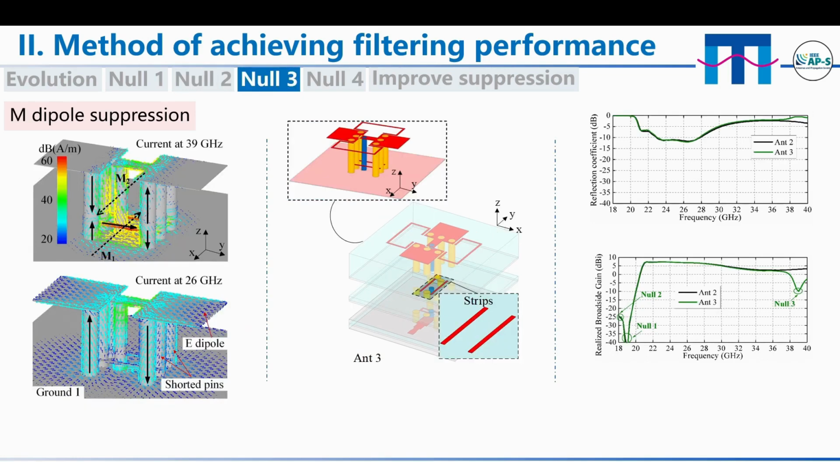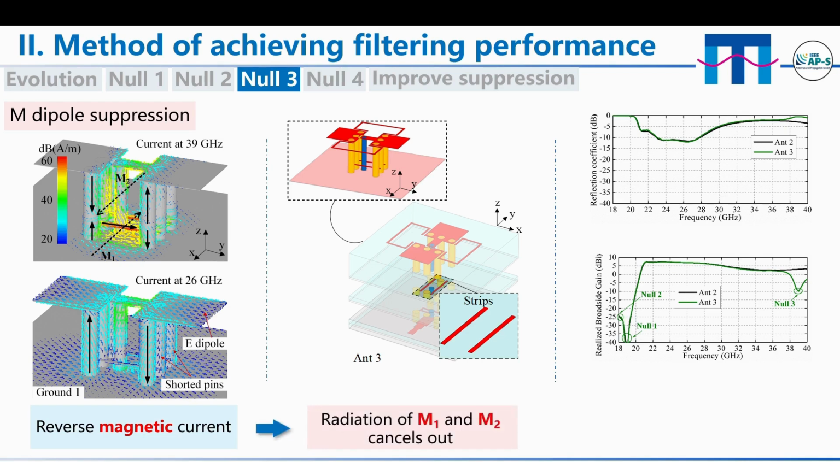The out-of-band radiation of M dipole is suppressed at 39 GHz. The lower current loop is clockwise and equivalent to magnetic current M1. The upper current loop is counterclockwise and equivalent to magnetic current M2. M1 and M2 are roughly equal in amplitude but undergo 180-degree phase reversal. Radiation of M1 and M2 cancels each other, thus generating null 3.